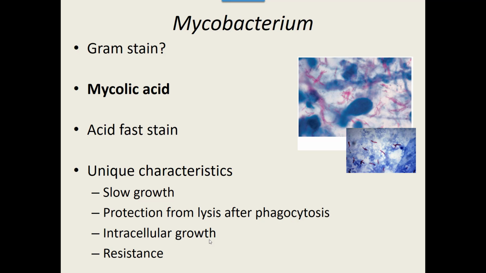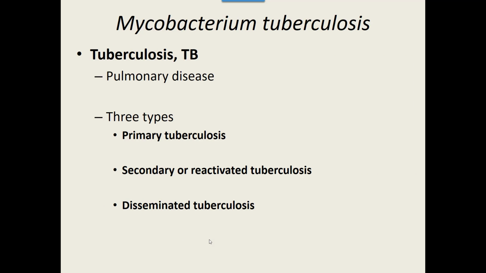Now, there are 3 main bacteria that affect humans in the Mycobacterium group. There are lots and lots of Mycobacterium that are normal flora or non-pathogenic, but there are 3 that affect humans. And the first one is Mycobacterium tuberculosis. It causes tuberculosis, also known as TB.